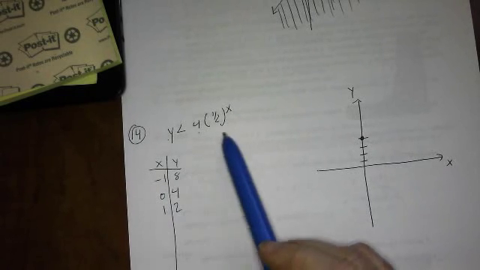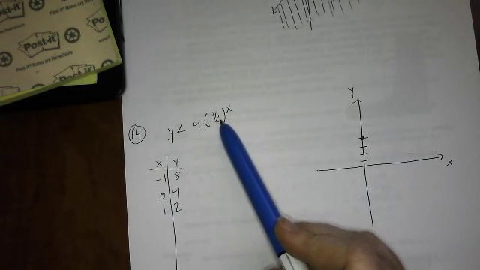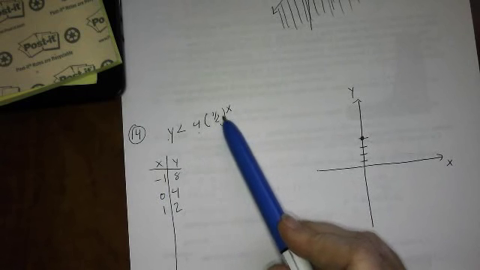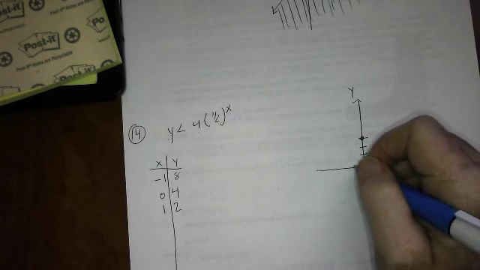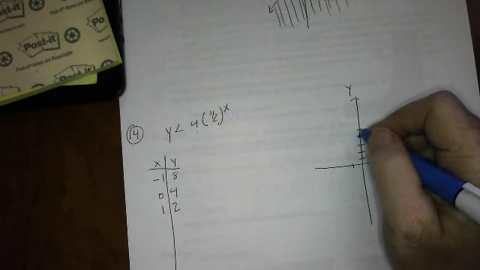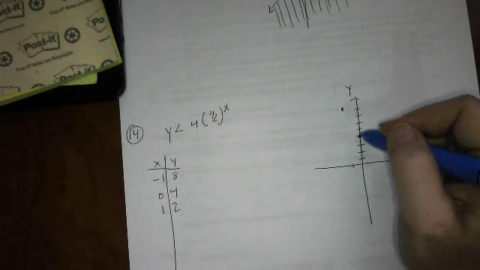I'm going to plug in -1. 1/2 to the -1. Anything to the -1 is its reciprocal. So 1/2 to the -1 is 2. 2 times 4 is 8. So I have -1 comma 8. And that's what I predicted. It's going to go down like this.